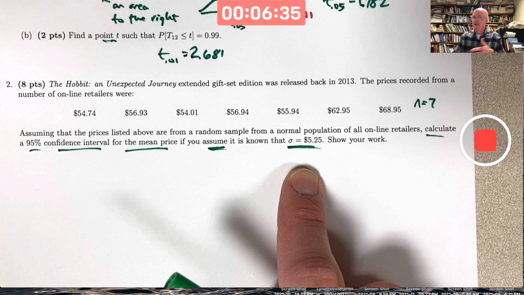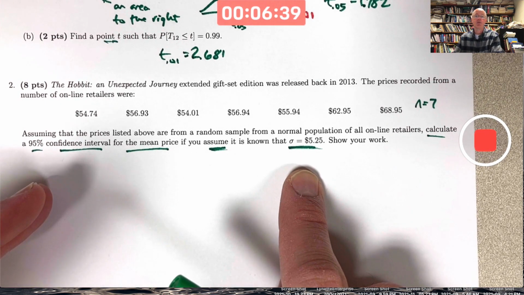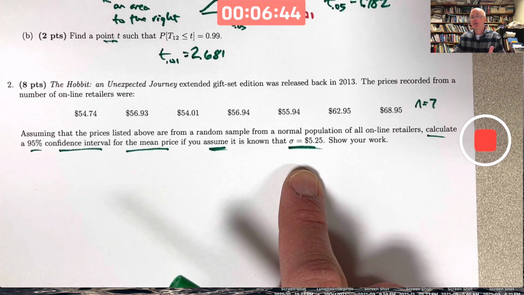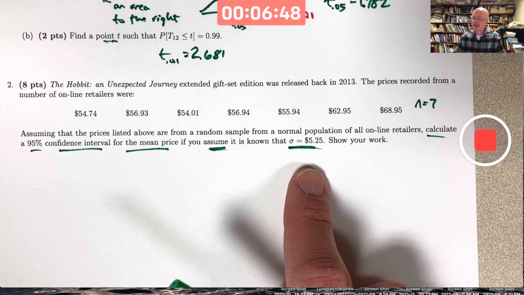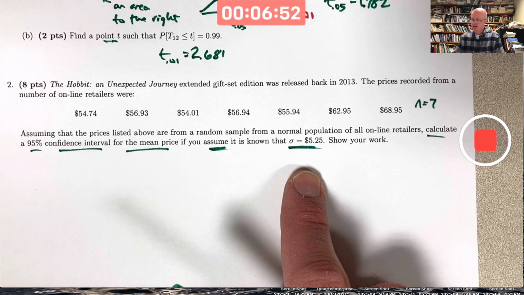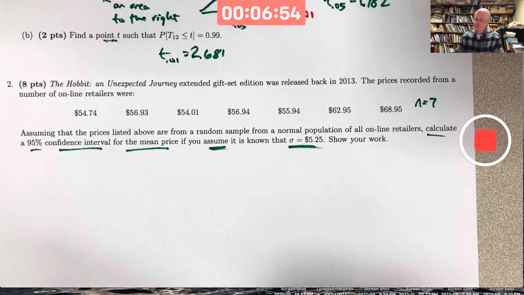Later on in this video, I'm going to do a very similar kind of problem where I want to find a confidence interval when I don't know sigma, and then I need the sample standard deviation, typically labeled with an S. But here I'm pretending that I know sigma, okay? Just for the sake of keeping it simpler. Show your work, okay? There's a formula.